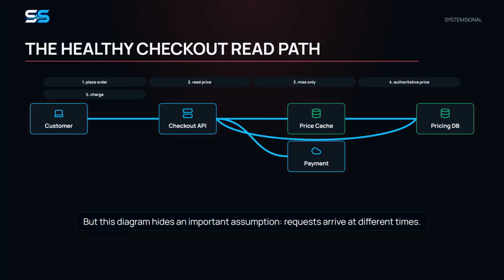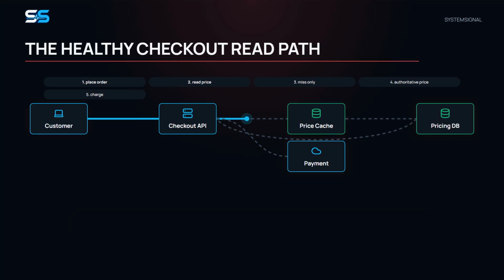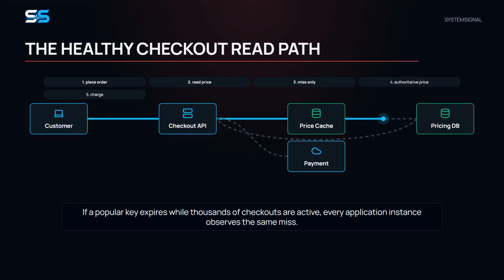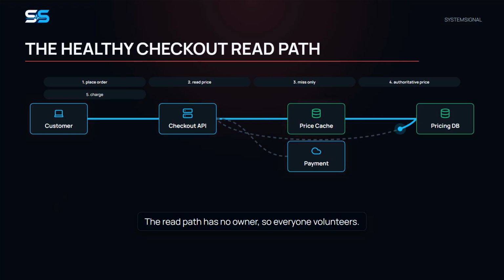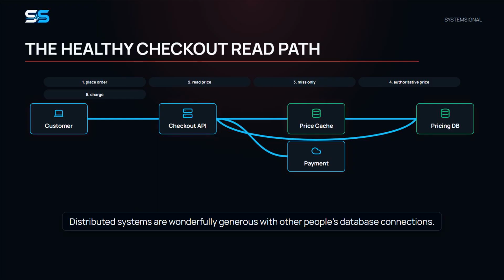But this diagram hides an important assumption. Requests arrive at different times. If a popular key expires while thousands of checkouts are active, every application instance observes the same miss. Without coordination, each instance believes it is the one responsible for rebuilding the value. The read path has no owner, so everyone volunteers. Distributed systems are wonderfully generous with other people's database connections.